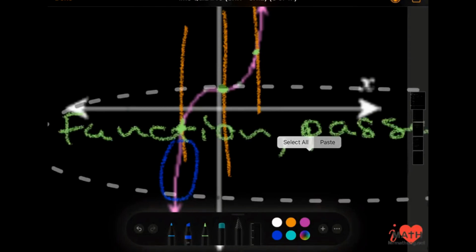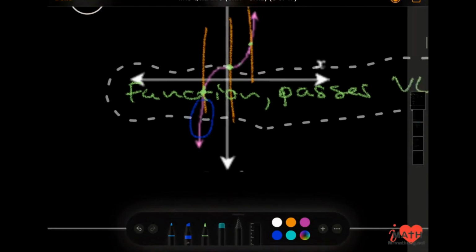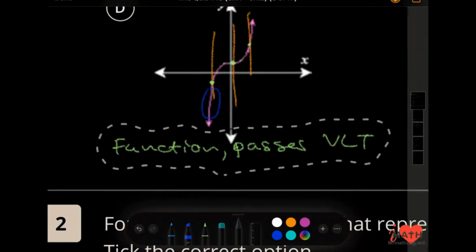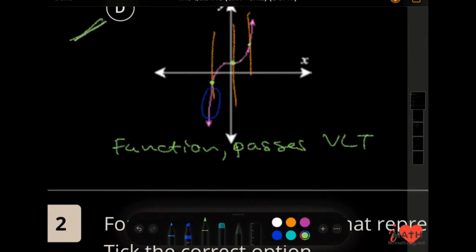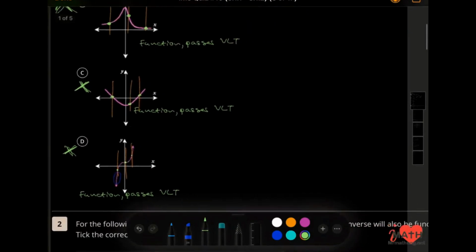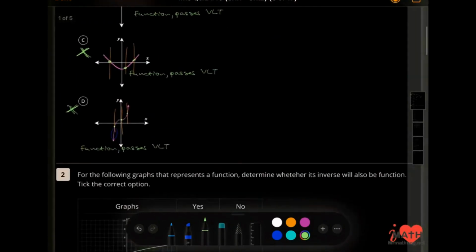So that one is a function, so we're not looking for that one either. So our correct answer for number 1 is A.